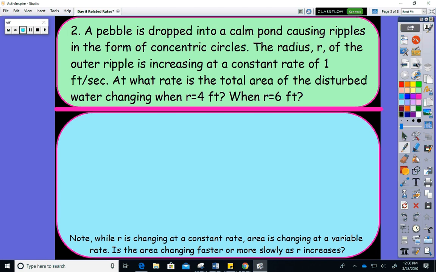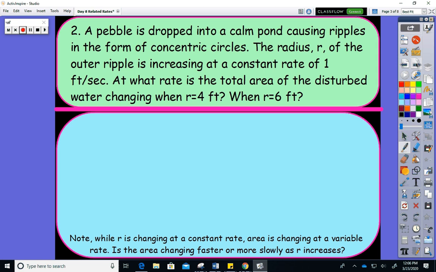So on this one, a pebble's dropped into a calm pond, causing ripples that form concentric circles. So you know what that looks like: the circle will spread outward. And as the circle's radius grows, we could say the area of the circle grows. So the radius of the outer ripple is increasing at a constant rate of 1 foot per second.